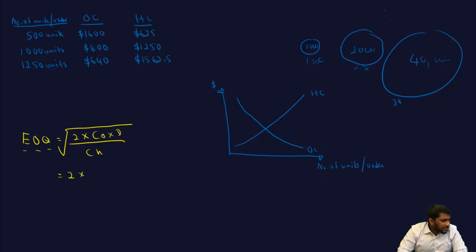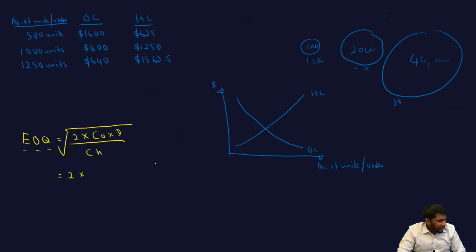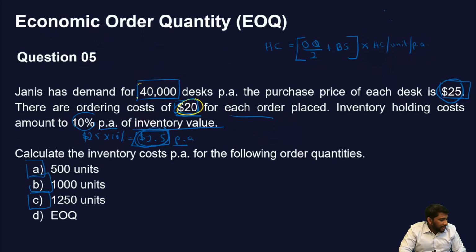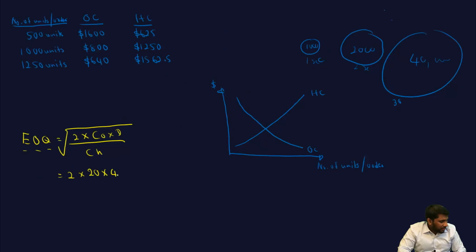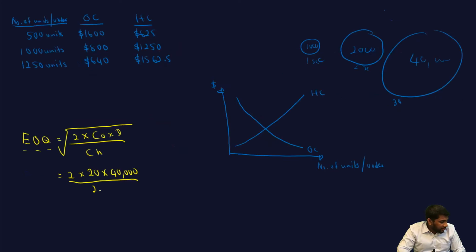So 2 into CO means what? Cost of ordering per order. In order to order one time, what is your cost? It is $20. D is your annual demand, which is 40,000 units. What is CH? It is your holding cost, the cost of holding one unit. So holding cost per unit is how much? We calculated $2.5, of that entire thing's square root.